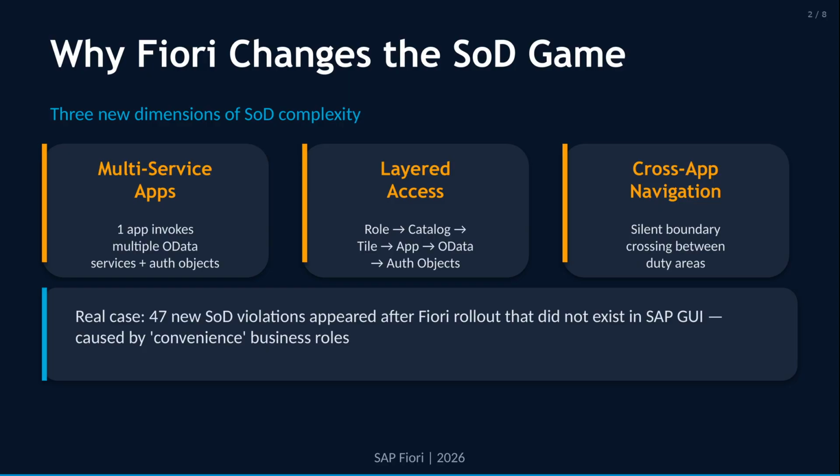Second, Fiori uses a tile catalog role hierarchy. A user gets a business role, which contains catalogs, which contain tiles, which point to apps. SOD conflicts can be hidden at any layer. Third, cross-application navigation in Fiori means a user might start in one app and seamlessly navigate to another without realizing they have crossed a duty boundary. Your SOD analysis must account for this navigation chain, not just individual app access.